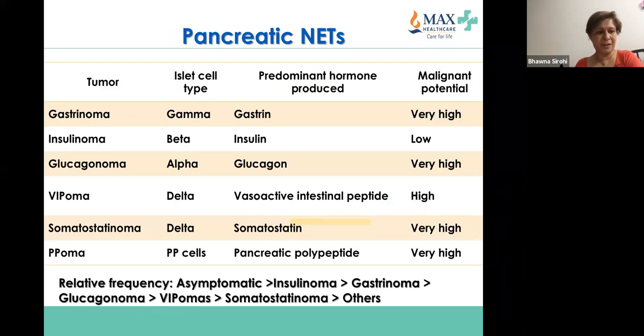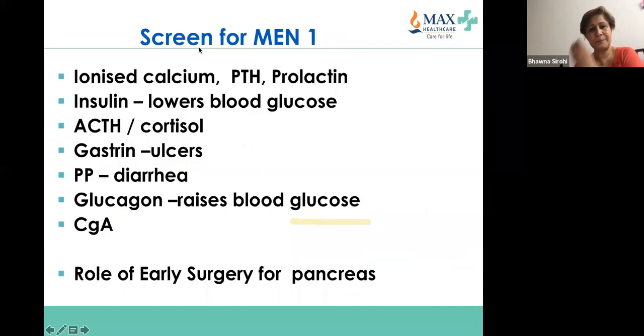Again, this is just a slide to show that different types of pancreatic neuroendocrine tumors will produce different hormones and will have a different presentation. So a VIPoma patient is likely to present with diarrhea, low blood glucose, high blood glucose, if it's an insulinoma or a glucagonoma. So insulinoma is commoner than gastrinoma, glucagonoma, and so on.